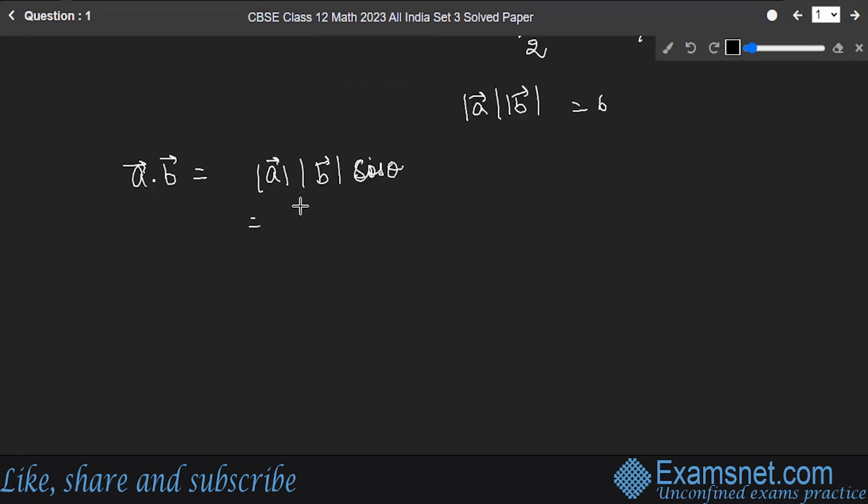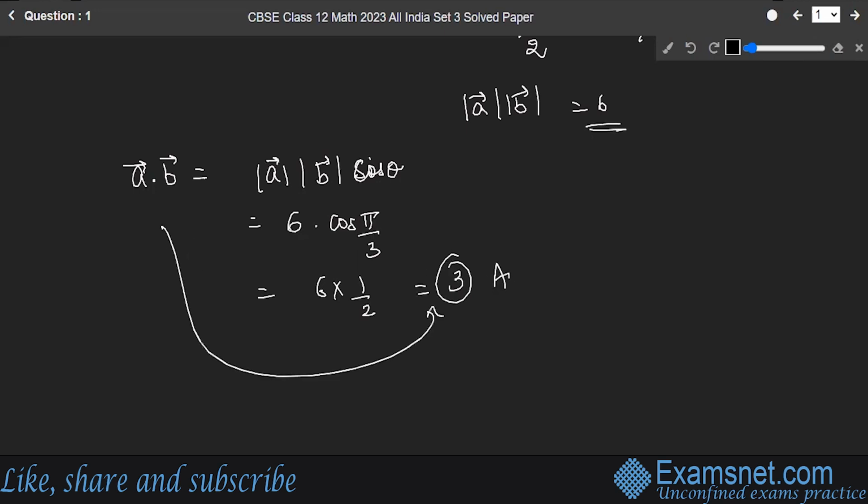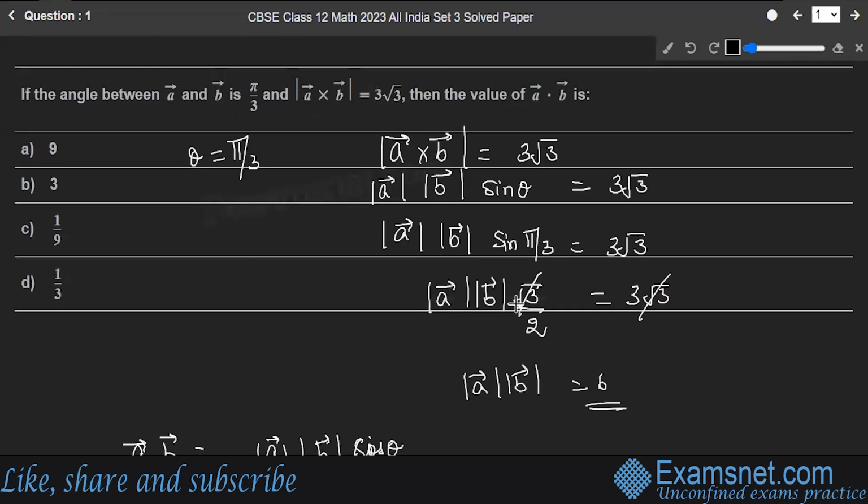Okay. And this we already talked about. That's equal to 6, so 6 into cos of pi by 3. Cos pi by 3 is equal to 1 by 2, so that is equal to 3. This is the answer to the question. Option B is the correct one.